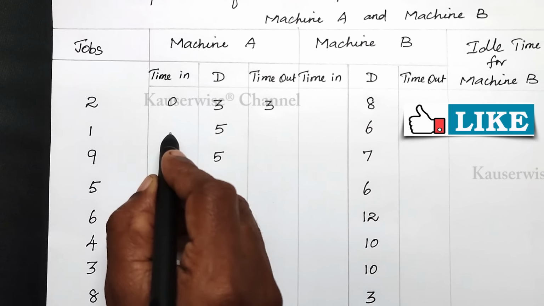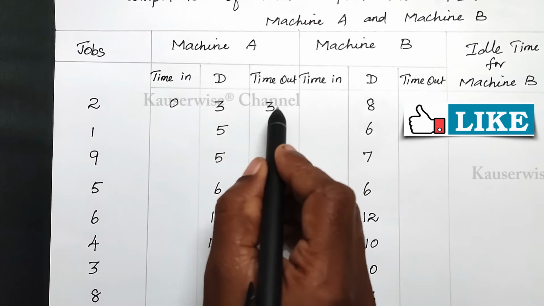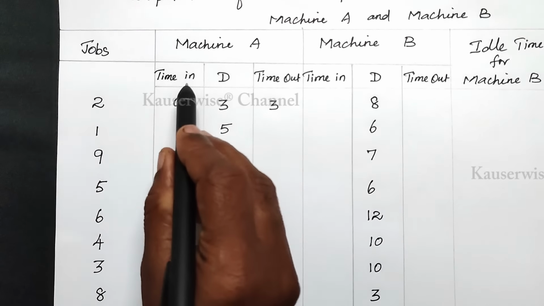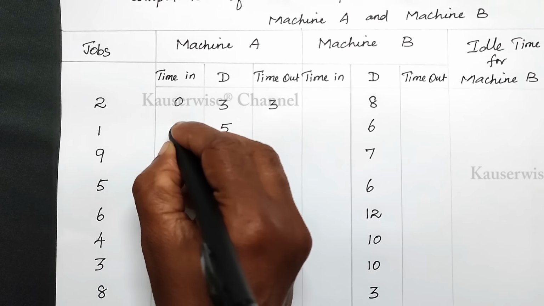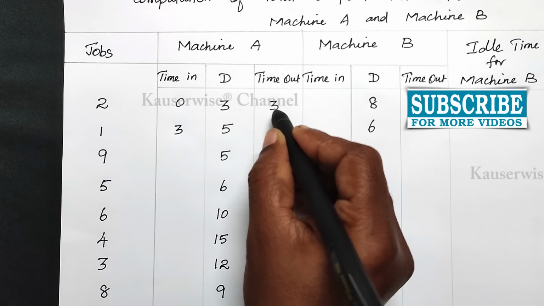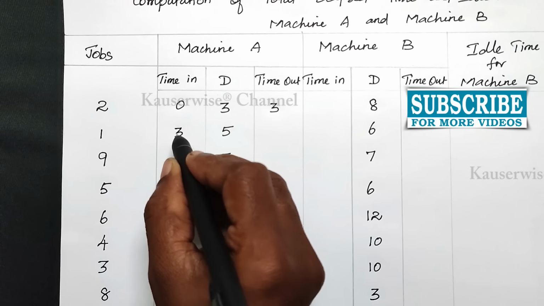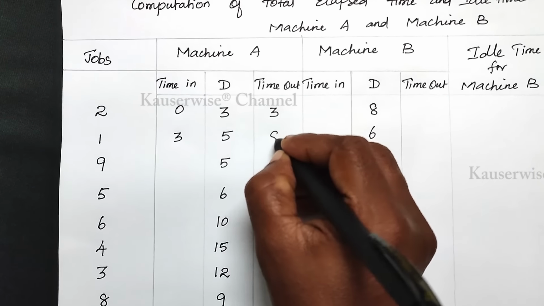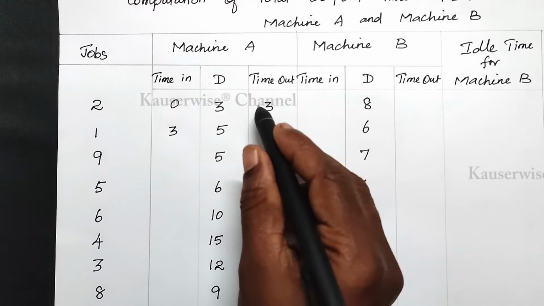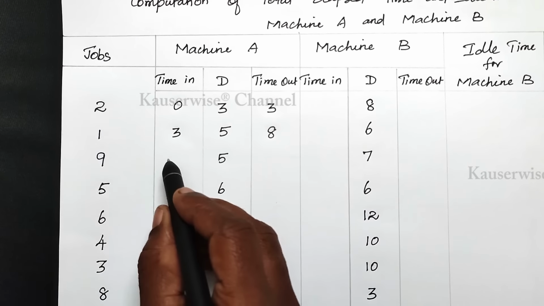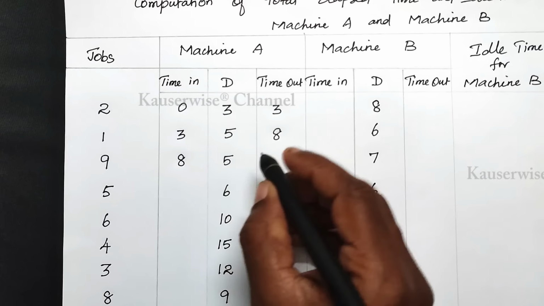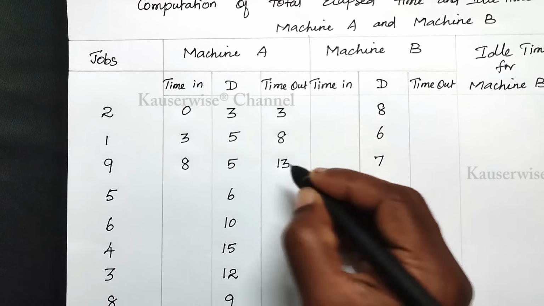What is the in time? After completion of the previous job, the machine will take up the next job. So in time for the next job is 3, the finishing time of the previous job. So 3 plus duration 5, out time is 8. And then machine A will take up the next job. So in time is 8. 8 plus 5, 13 is the out time.